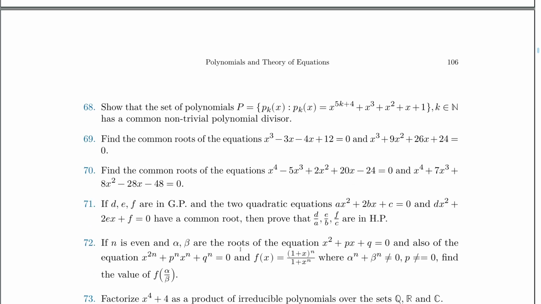Question 72 says that if n is even and alpha, beta are the roots of the equation x square plus px plus q is equal to 0, and also of the equation x to the power 2n plus p to the power n x to the power n plus q to the power n is equal to 0, and f of x is equal to 1 plus x to the power n whole to the power n divided by 1 plus x to the power n, where alpha to the power n plus beta to the power n is not equal to 0, and p is not equal to 0, find the value of f of alpha by beta.